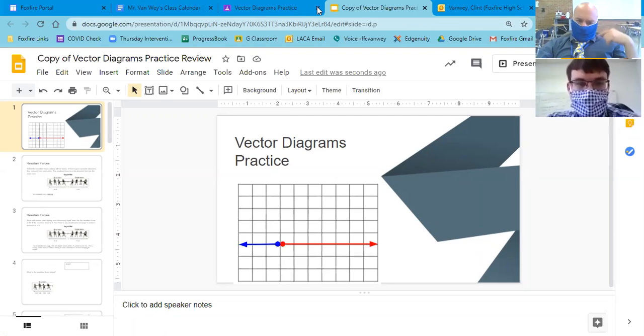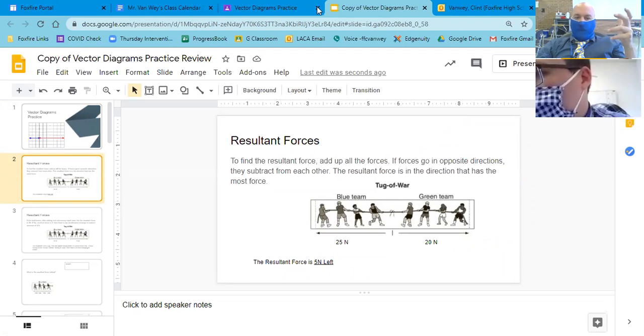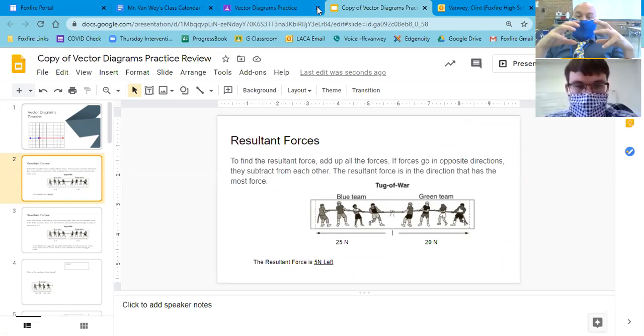Right now, we're getting into our vector diagrams practice. It's the same stuff we were talking about yesterday in the notes, but I wanted to give us some examples. So the first example we have is just sort of some definitions. I guess it's not an example. It tells us how to find the resultant force. Remember, we add up all the forces. We put all the forces together. We combine all the forces.